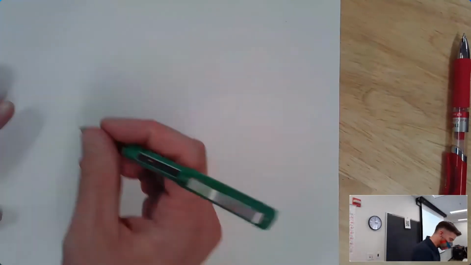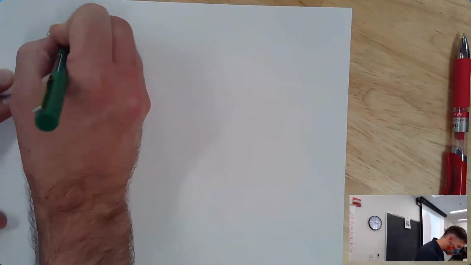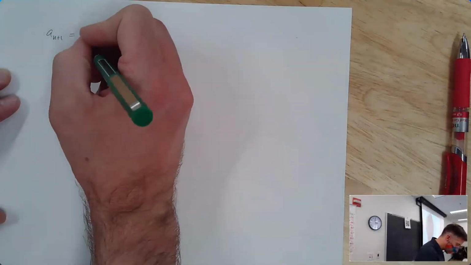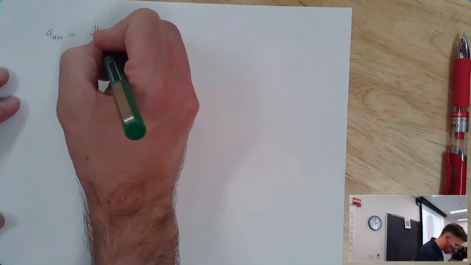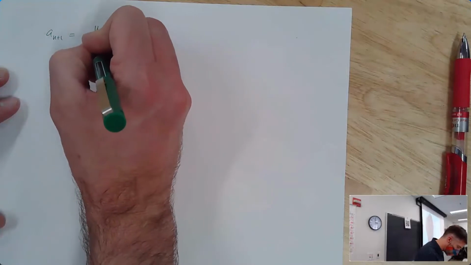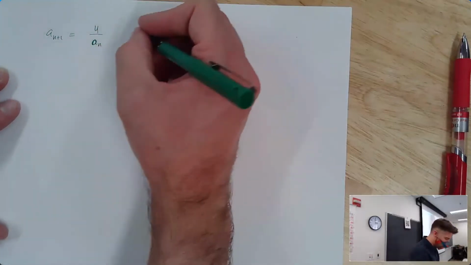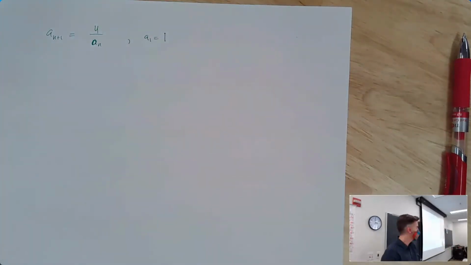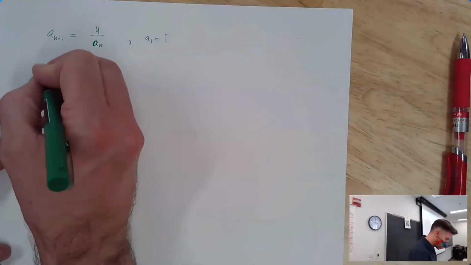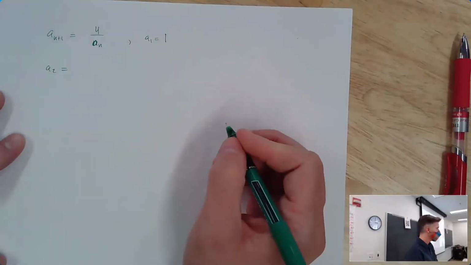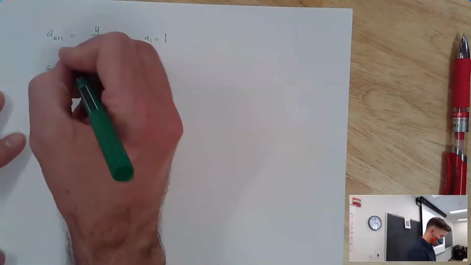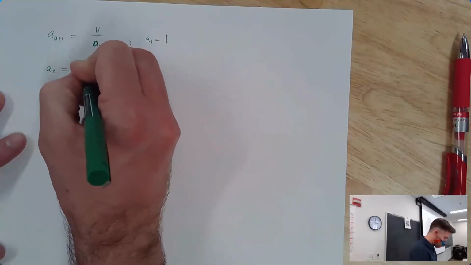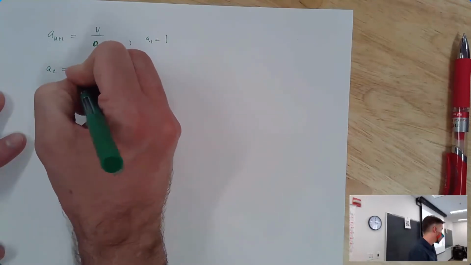Let's look at this one. This one is kind of fun. Let's say that a sub n plus 1 equals 4 over a sub n. And really, you can start at any value, but let's start at a sub 1 equal to 1. Okay, so check this out. What's a sub 2 going to be?